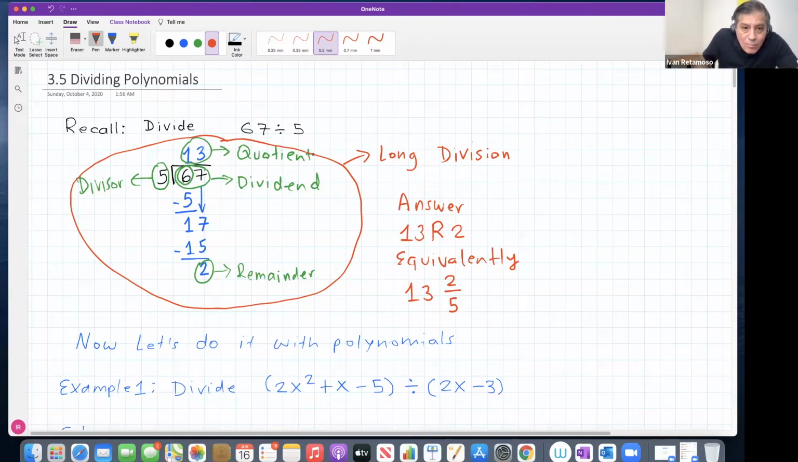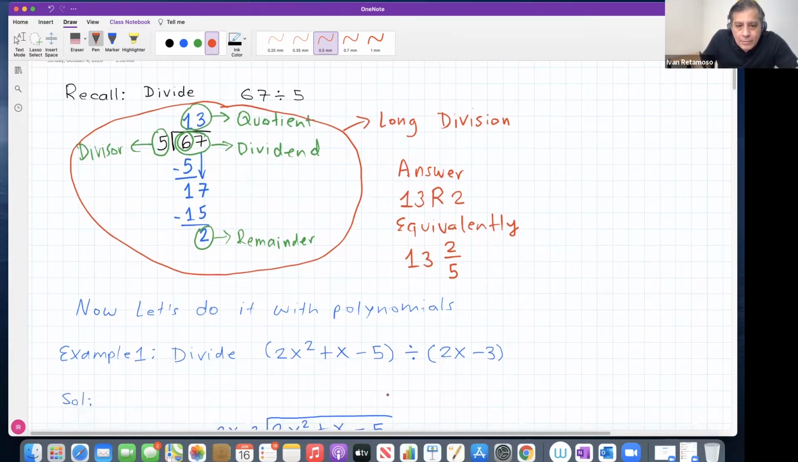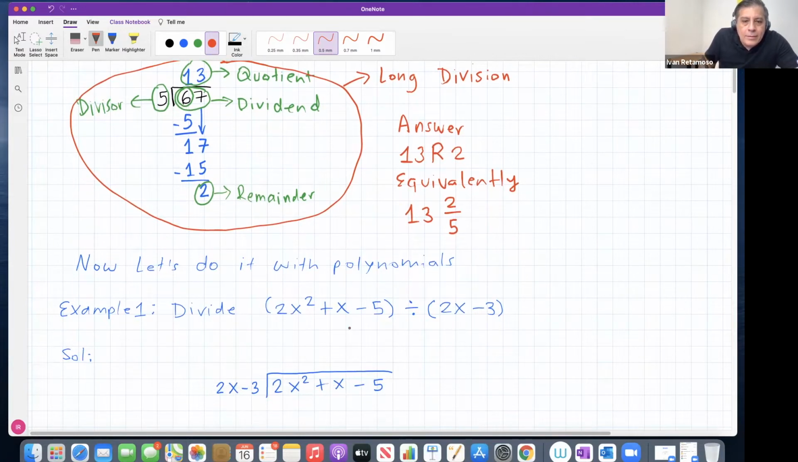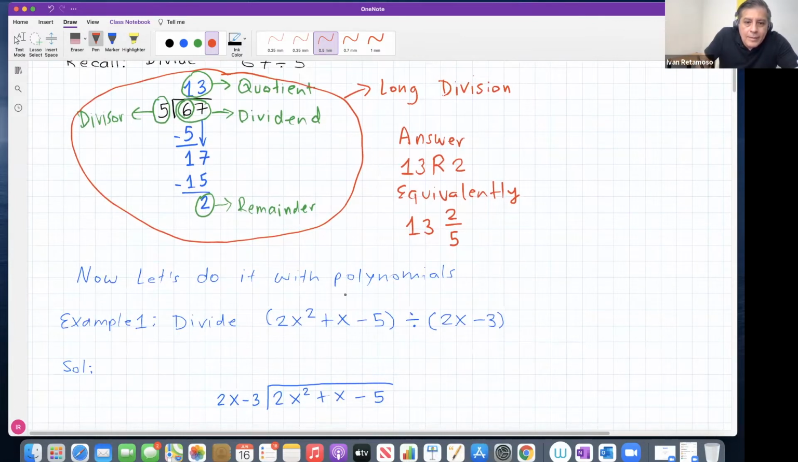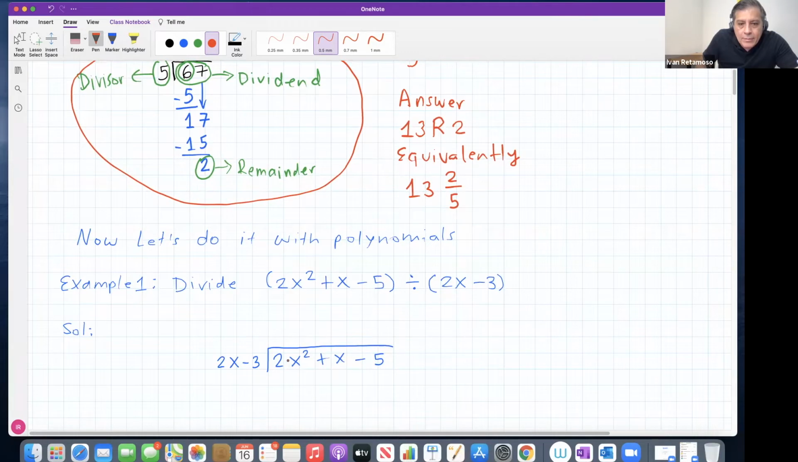Okay, but now let's try to mimic this and do it with polynomials. I will show you how. So if you try to do this with polynomials, just like you chose here just one digit to start, you choose the first term of the dividend. They're asking you to divide 2x squared plus x minus 5 by 2x minus 3. So this guy is going to be the divisor. This guy is going to be the dividend, the first polynomial that appears from left to right, always inside the division symbol.